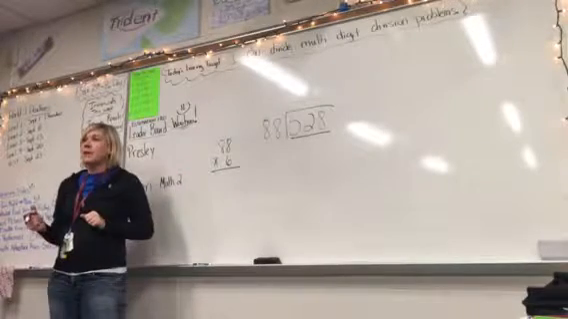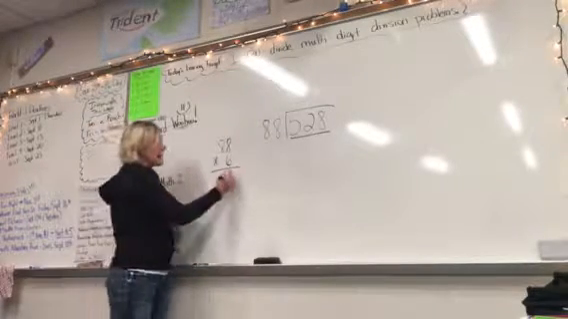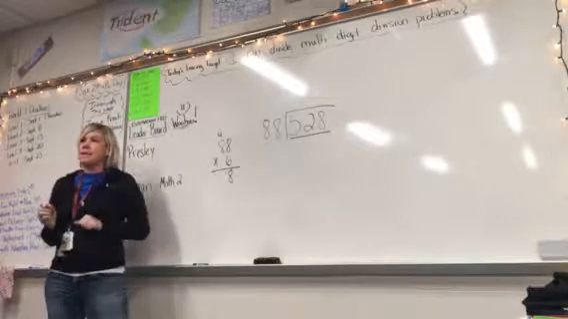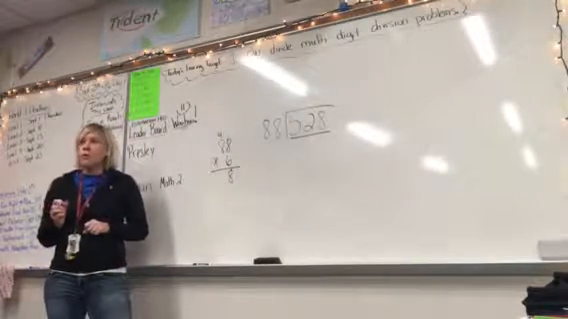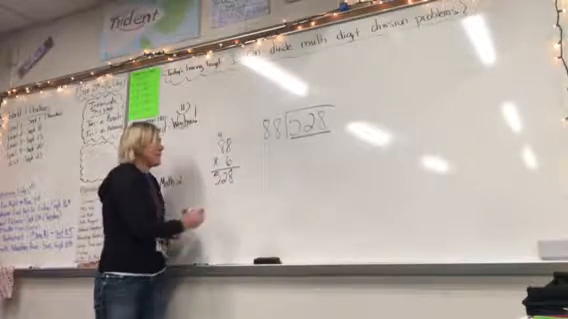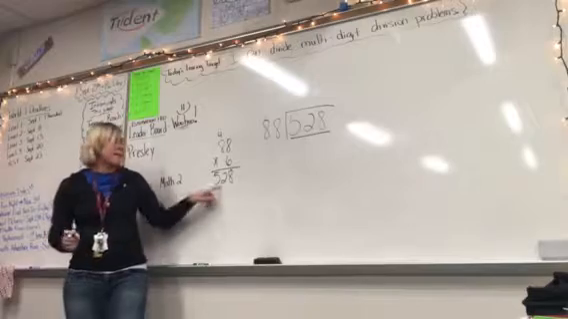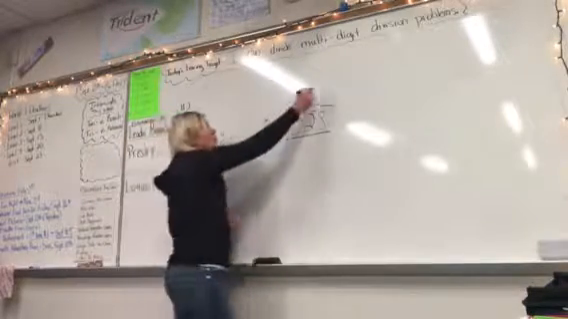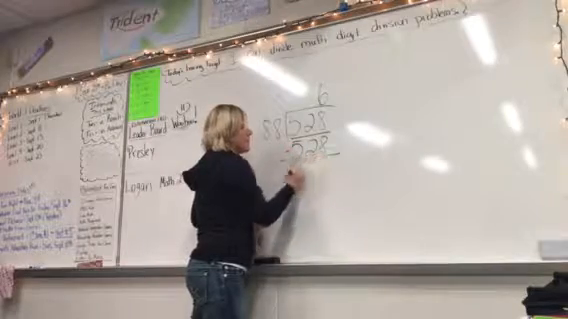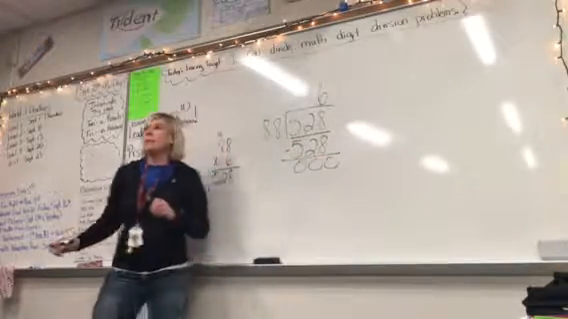6 times 8 is what, everybody? 48. Put down my 8, carry my 4. 6 times 8 is? 48. Plus 4? 52. What do I get? 528, it works. I have zeros at the bottom, so I'm done.